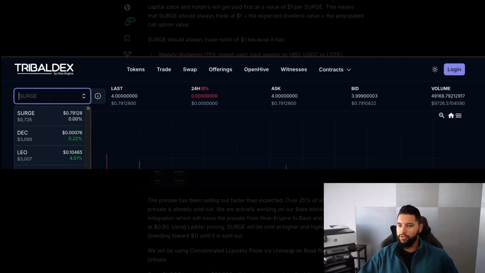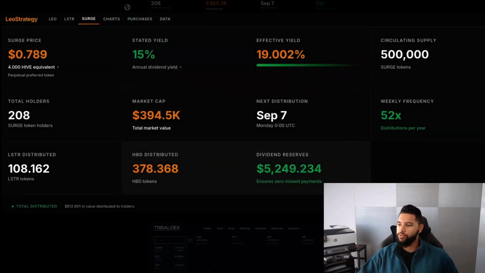What I really like about the LeoStrategy website is that it's just super simple, right? It's just really easy to understand. Obviously they modeled it after MicroStrategy, which I think is really smart as well, because what they're going to do now, they've said that they're going to launch on Base. So they're going to launch a bridge, and that bridge will connect LSTR and Surge to the Base blockchain. And then now they're going to try to tap into an external capital market outside of the Hive blockchain and see if they can onboard new capital to the Leo ecosystem through Base. What I think is really smart about this approach is this website looks exactly like MicroStrategy's website.